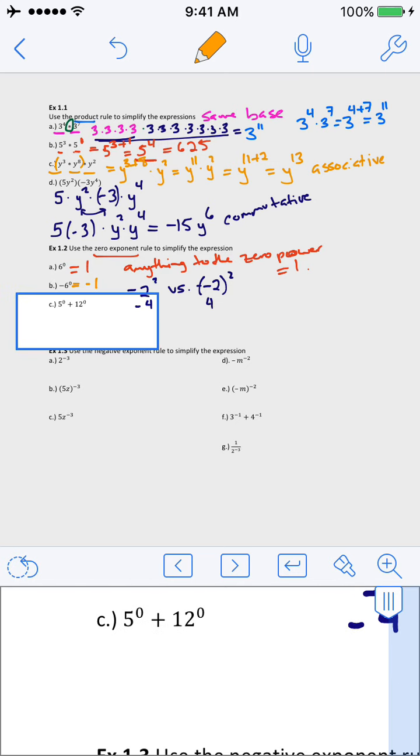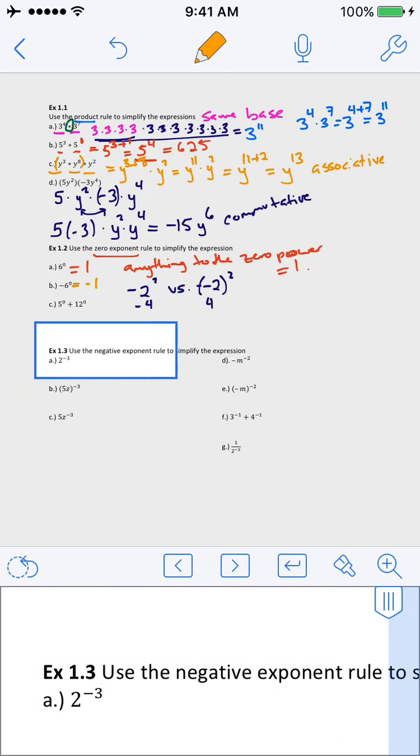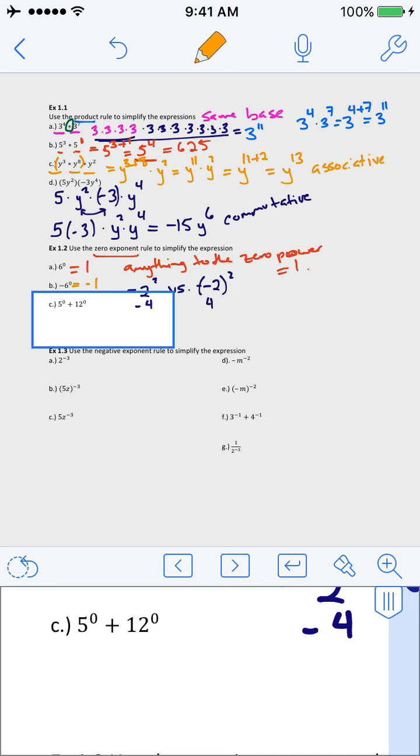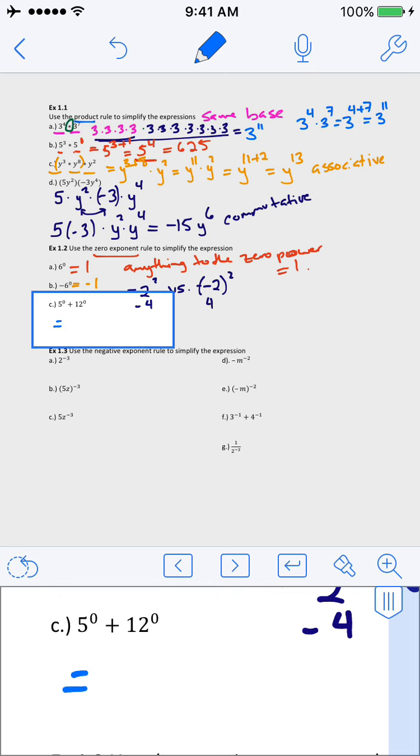All right. What about this last problem here? Well, it's not the product rule, right? Because there's no multiplication, and they're not even the same base. I know it looks very similar to what we were doing back up here, but they're not the same base. They're being added. We have 5 to the 0 plus 12 to the 0. What is the solution to this problem? Go ahead and pause the video now and see if you can do it yourself. It should only take about 5 seconds.